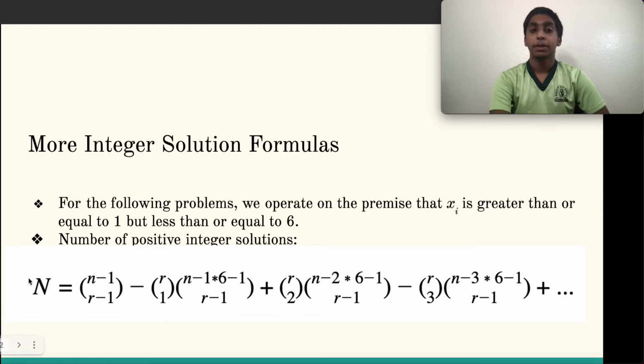So again, that was a mouthful to say, but what I'm basically saying is you're going to be expanding that original formula and adding in all your numbers for this new constraint we just got, that x has to be greater than or equal to 1, but less than or equal to 6. This may seem complicated, but it's not that hard since you just have to plug it into the combination formula for each one.